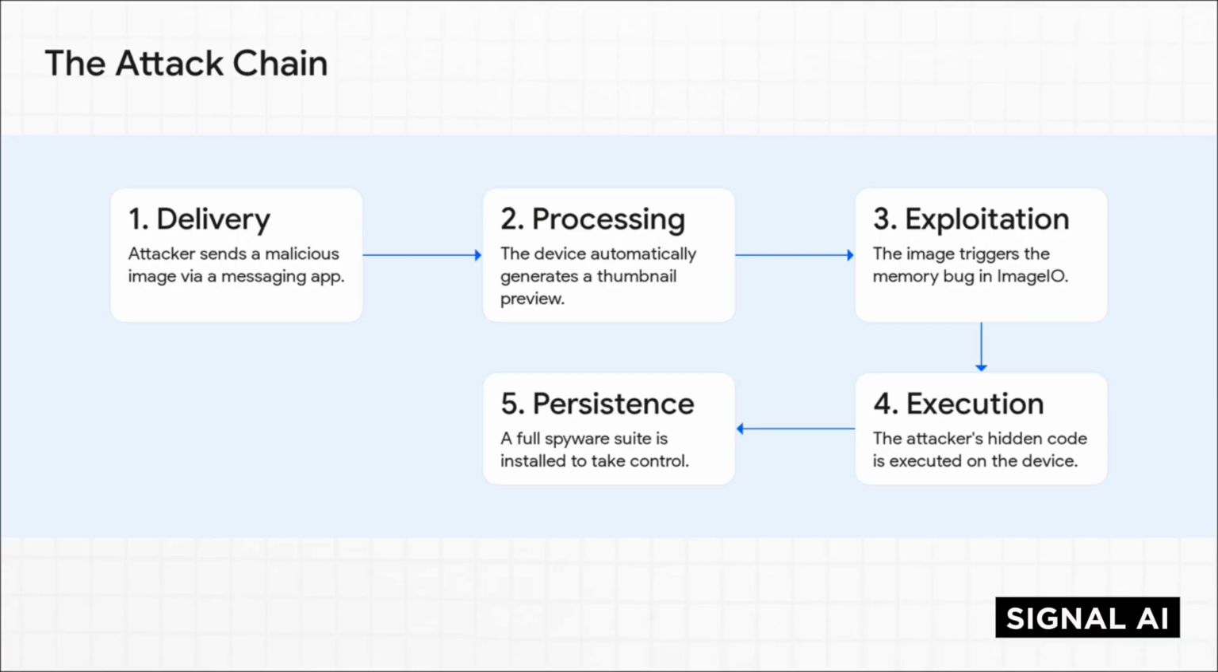And it all unfolds like a chain reaction. It's really a 5-step process. First, the attacker sends you the malicious image, say over iMessage. Then, your phone, just trying to be helpful, automatically creates a little thumbnail preview. And that simple automatic act is the trigger. That's what springs the trap. The bug gets exploited, allowing the attacker's hidden code to run, and before you know it, a full spyware suite is installed, giving them the keys to the kingdom.